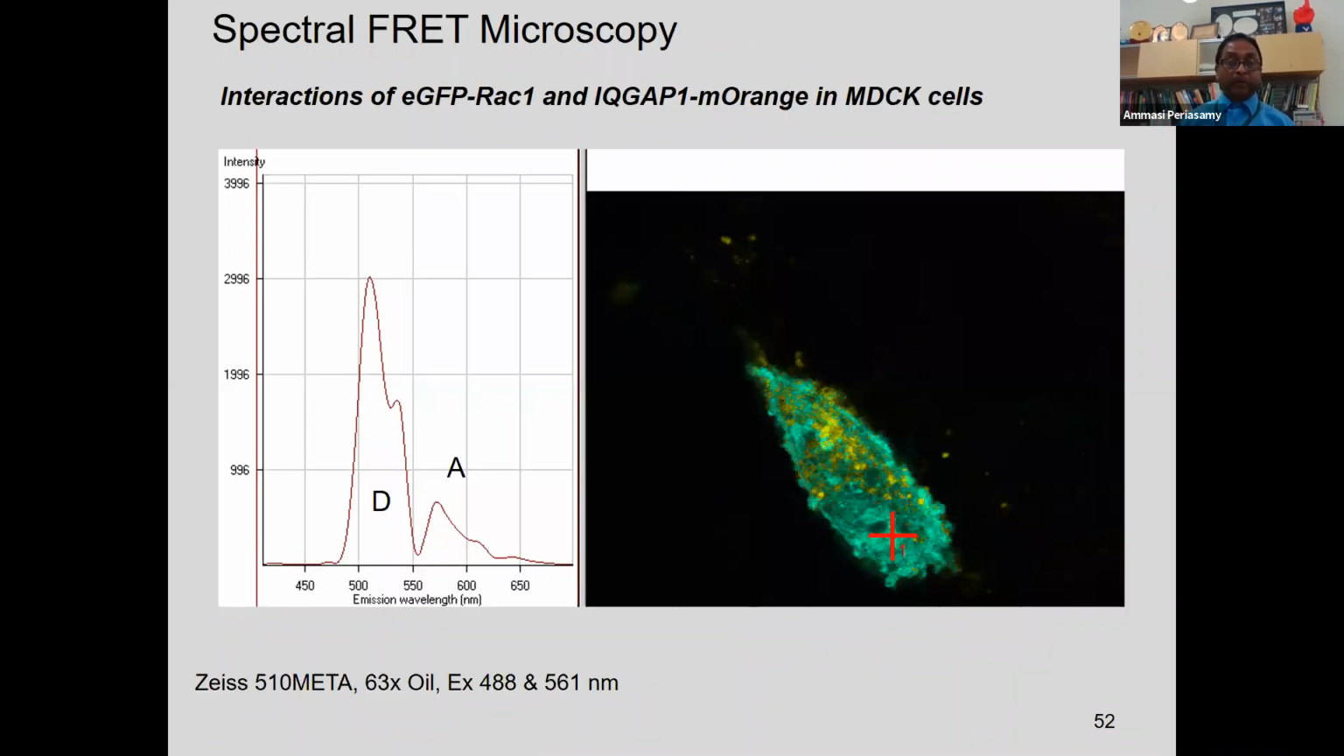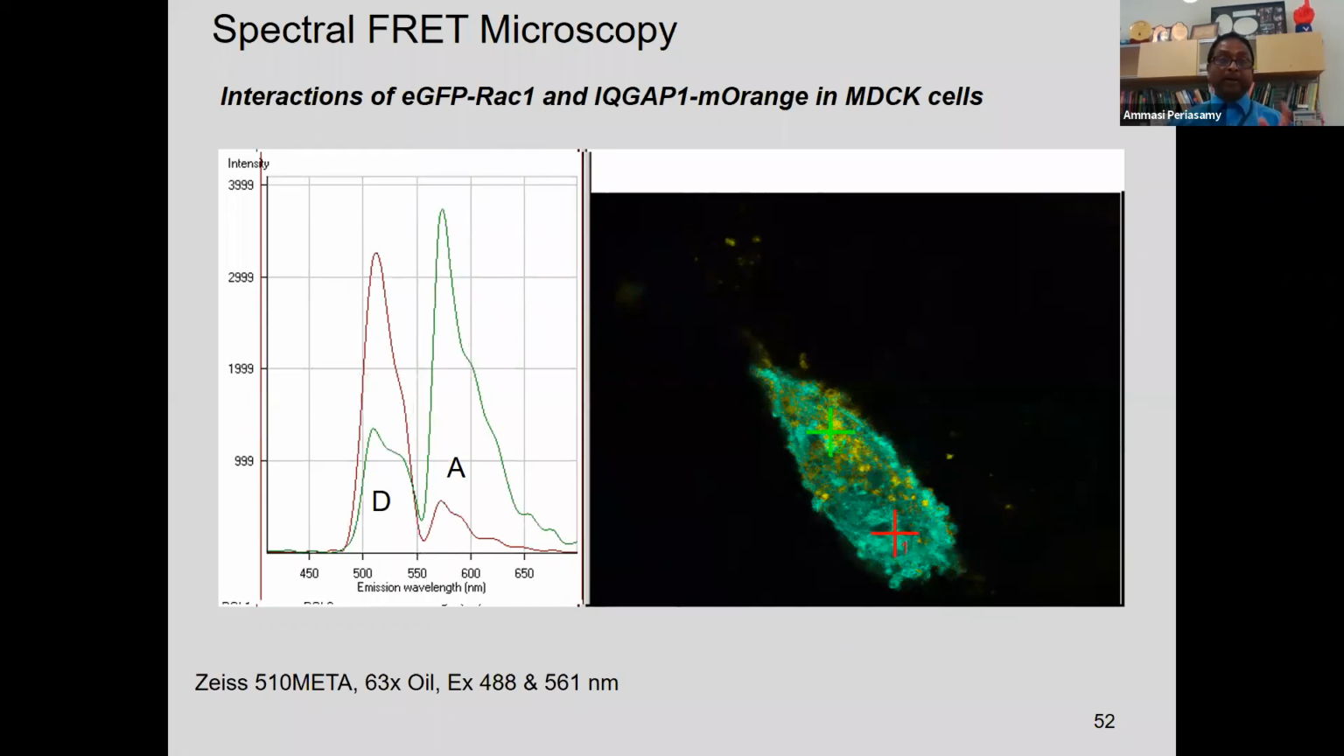So here is an example to show you. It is RAC1 and IQGAP1 tagged with EGFP and mOrange, and you see the co-localization. In green, you see the distribution of the donor and acceptor in a spectral FRET imaging. If you put the cursor on the yellowish color where red and green are co-localized, you see a sensitized emission: a decrease in intensity of the donor and an increase in intensity of the acceptor. You also see contamination from donor bleed-through and other sources. That has to be removed if you want to quantitate the FRET signal.